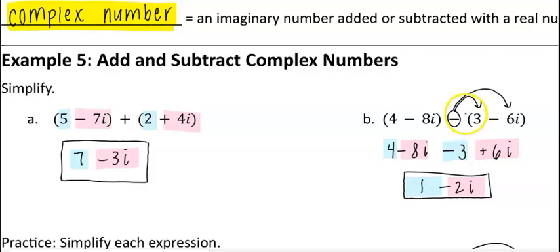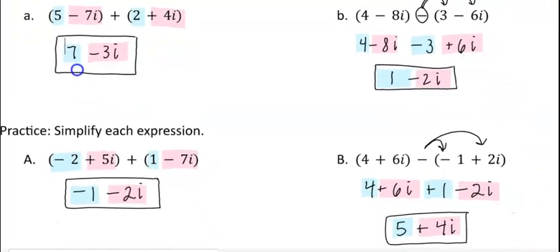Now, if you're subtracting, you just have to remember that you're subtracting both terms, so it might help you to distribute that negative sign first. And then you do the same thing we did before, combine the real number parts, combine the imaginary number parts, and you'll get your final answer. Go ahead and try some of those by yourself. Here are the final answers for those two.